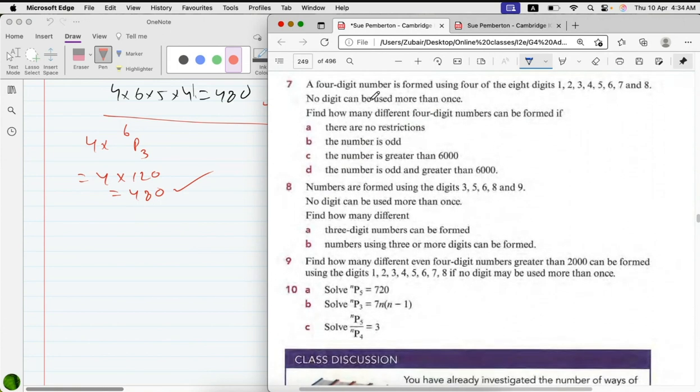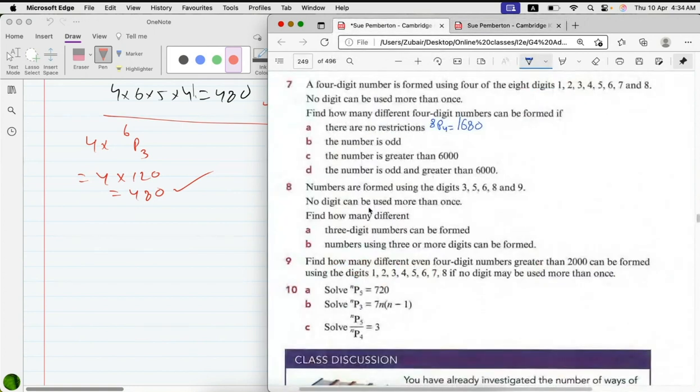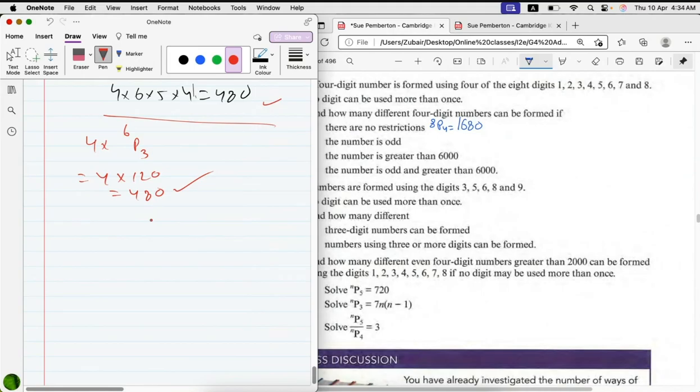A four-digit number is formed using four of the eight digits. No digit can be used more than once. Find how many four-digit numbers can be formed if there are no restrictions. There is no restriction. So out of these eight, we are selecting four and the order matters. So 8P4 is 1680. Okay. B part. It has to be odd.